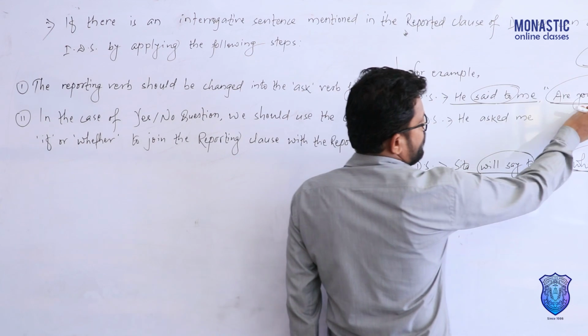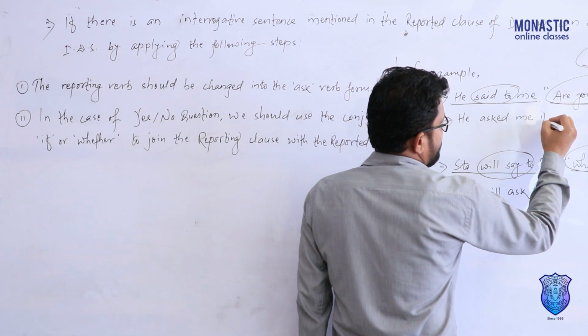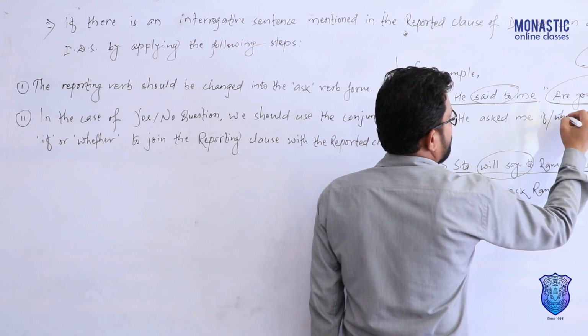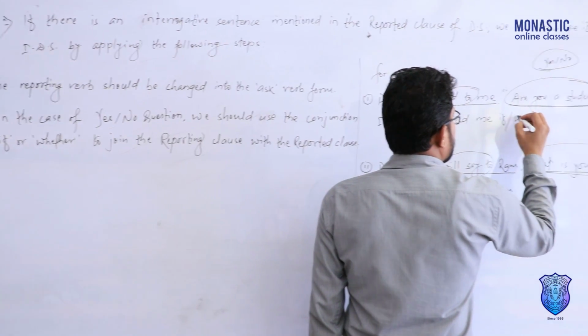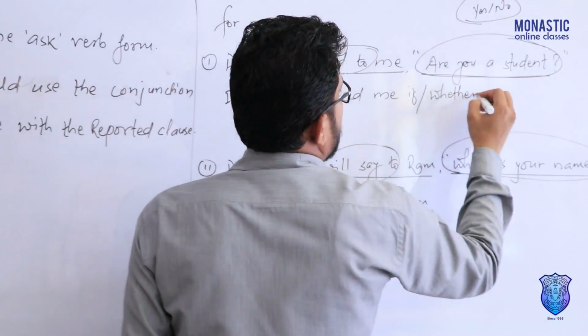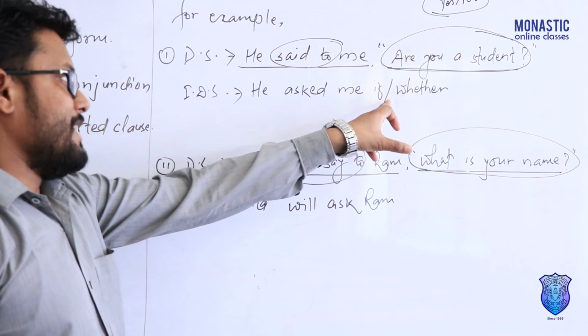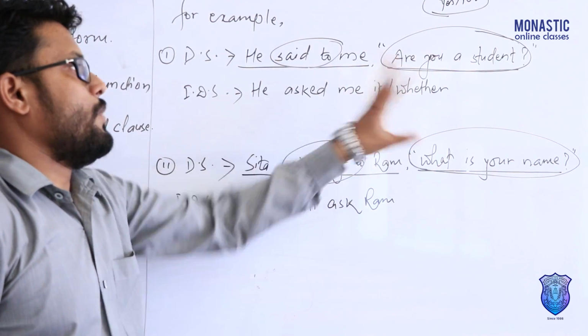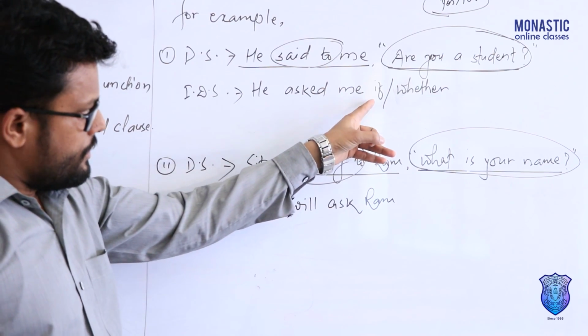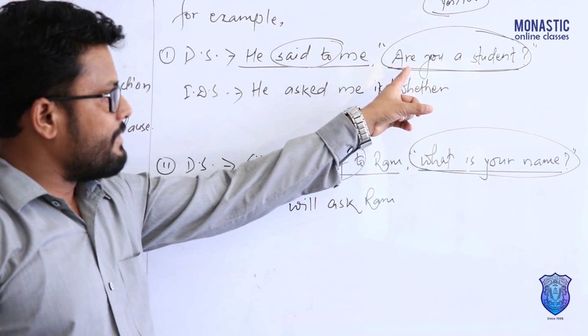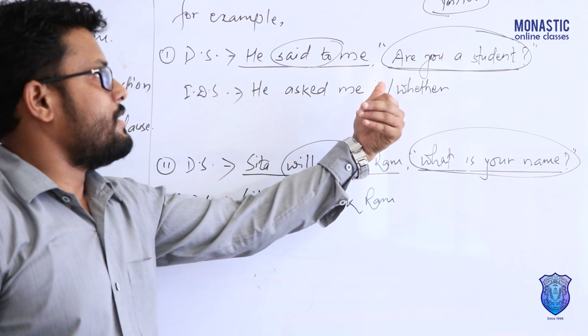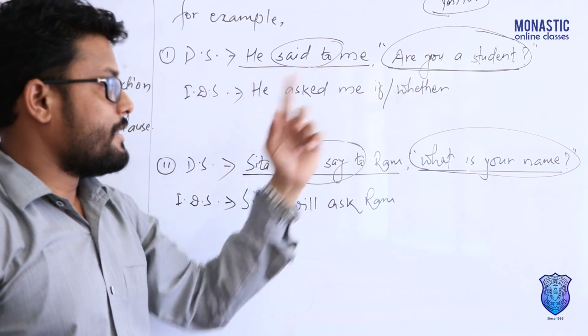So here you can find this is a yes-no question. We should use the conjunction either if or whether. Don't use both. You can choose one. To make you understand, I have used both here, but you have to choose one, either if or whether. You can use if or whether when you find that there is a yes-no question in the reported clause of DS.